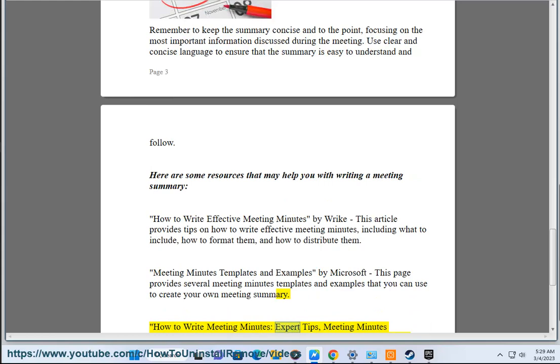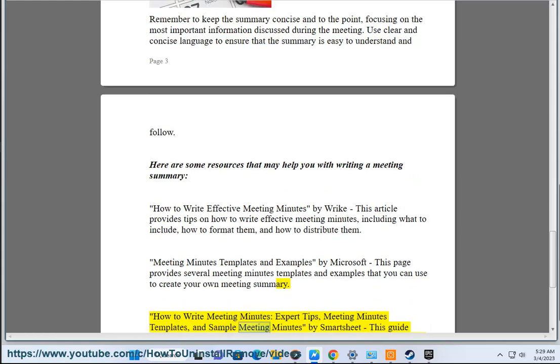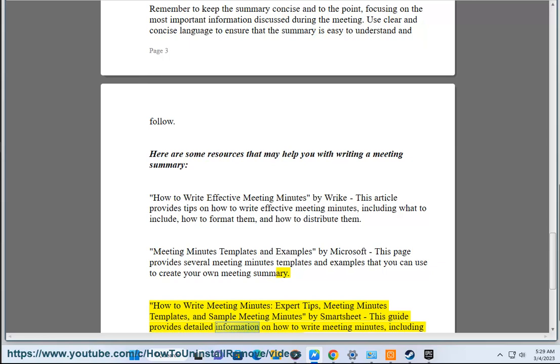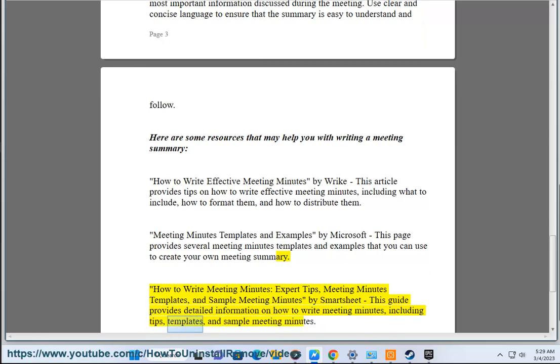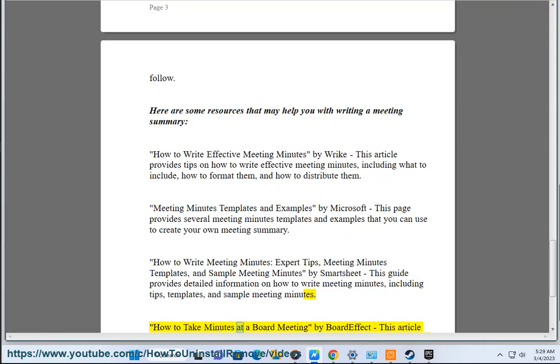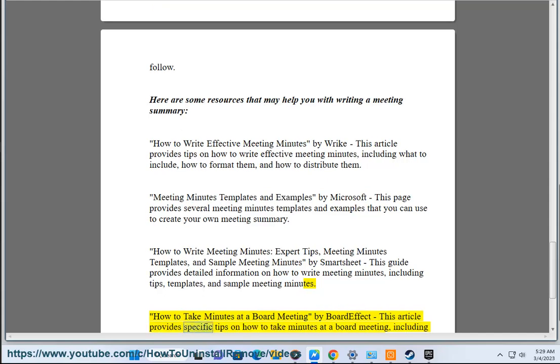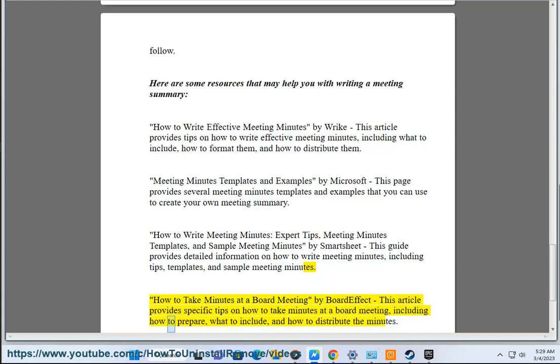How to Write Meeting Minutes, Expert Tips, Meeting Minutes Templates, and Sample Meeting Minutes by Smartsheet. This guide provides detailed information on how to write meeting minutes, including tips, templates, and sample meeting minutes. How to Take Minutes at a Board Meeting by Board Effect. This article provides specific tips on how to take minutes at a board meeting, including how to prepare, what to include, and how to distribute the minutes.